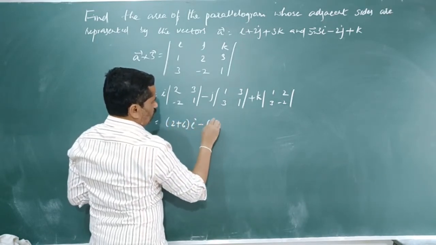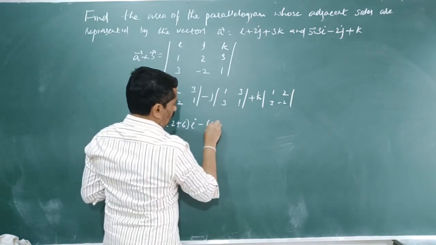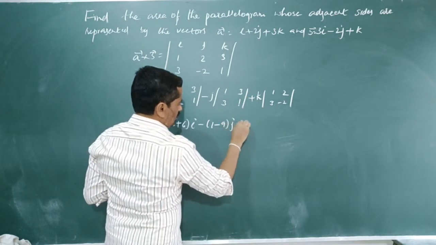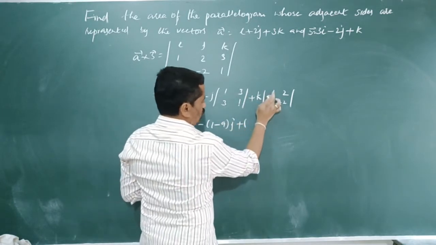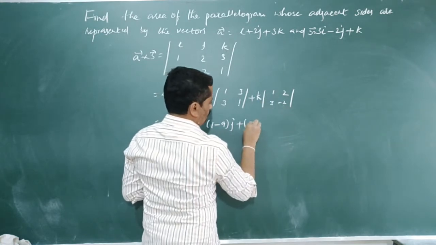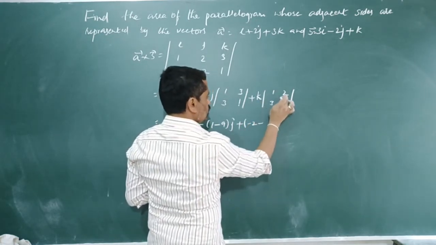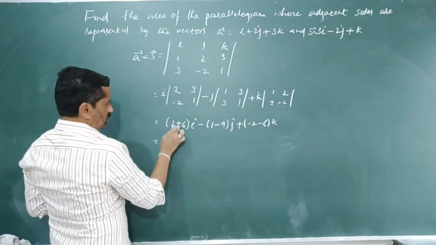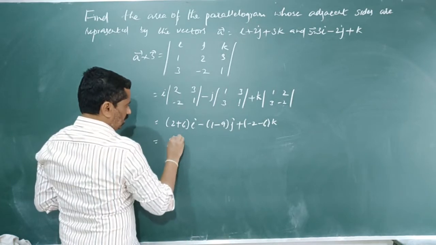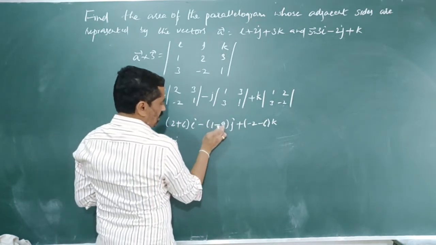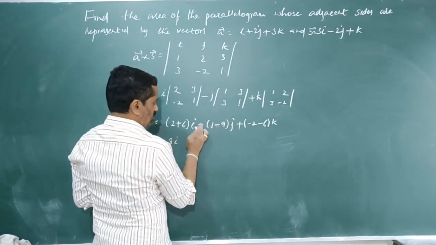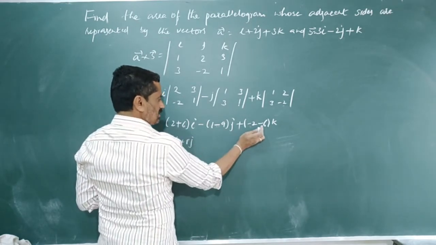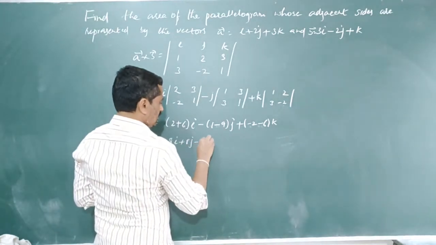Again minus of 1 into 1, 1 minus 3 into 3, we have 9j. Again plus of 1 into minus 2, minus 2 minus 3 into 2, we have 6k. Simplification, that is equal to 2 plus 6, we have 8i. Again 1 minus 9, we have minus 8, so plus 8j. Again minus 2 minus 6, minus 8, minus 8k.